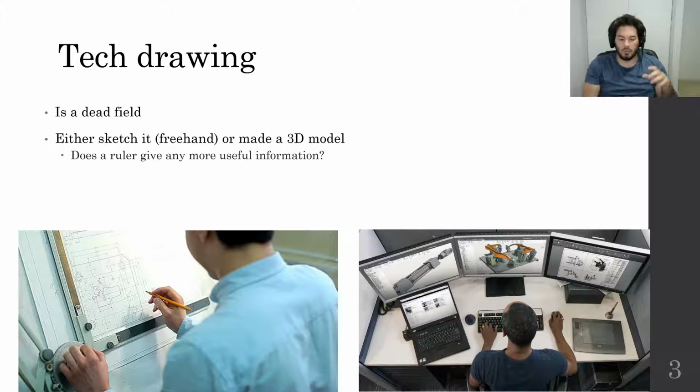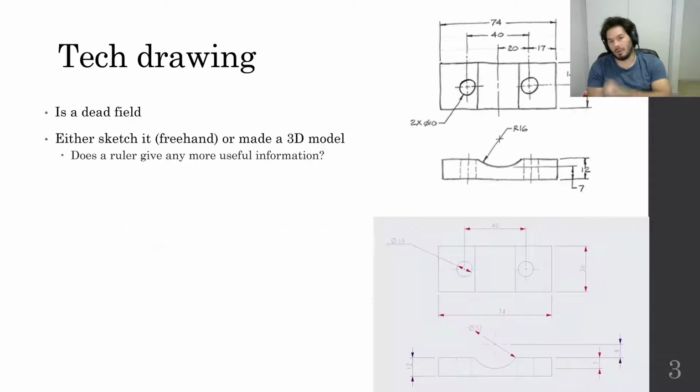The way it works now is you kind of sit in one of two camps. When you want to draw something, you either sketch it freehand on a piece of paper, or you go and make a full-blown 3D model. There's no real reason to ever draw a line with a ruler ever again in this field. If you're going to bother to get a ruler out, go and make a 3D model and make a proper drawing.